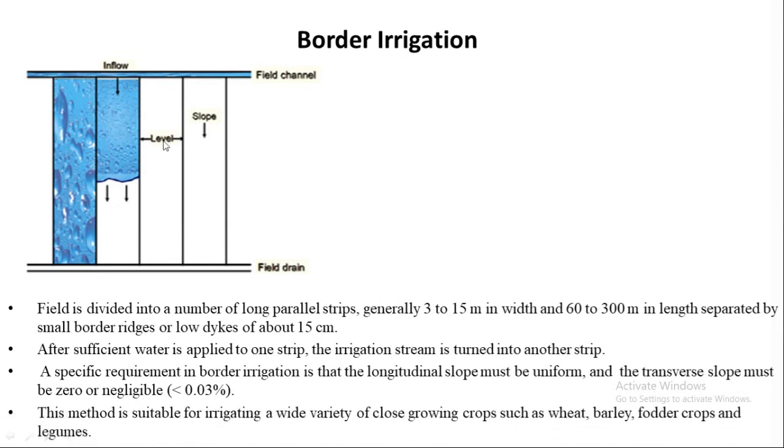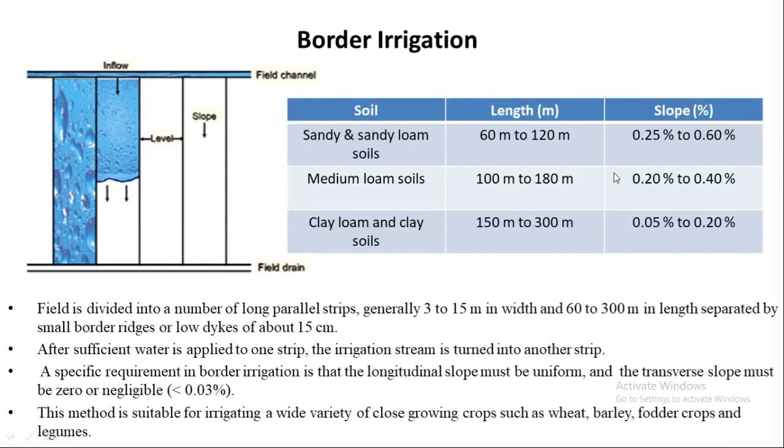Now, this method is suitable for close growing crops like wheat, barley, fodder crops, and legumes. Now, these are some of the suggested values of length and slope for different types of soil. For coarse textured soil like sandy and sandy loam soils, the length ranges from 60 meters to 120 meters. Whereas in fine textured soils like clay loam and clay soils, the length ranges from 150 meters to 300 meters.